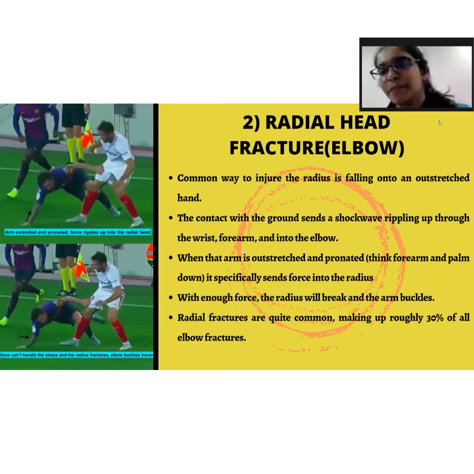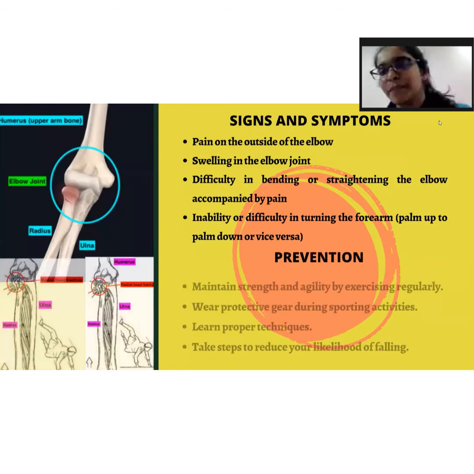Radius fractures are quite common, making up roughly 30% of all elbow fractures, which is very common in football players. As for the signs and symptoms of this elbow fracture, the first one will be pain on the outside of the elbow once you have fallen with your palm on the ground, and the second will be swelling in the elbow joint.